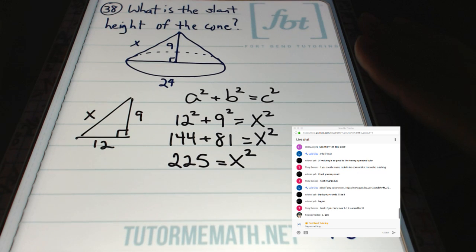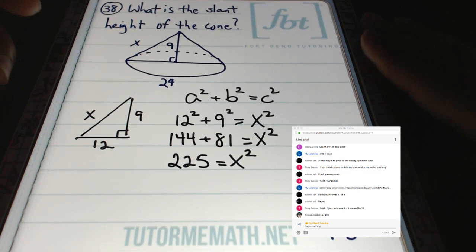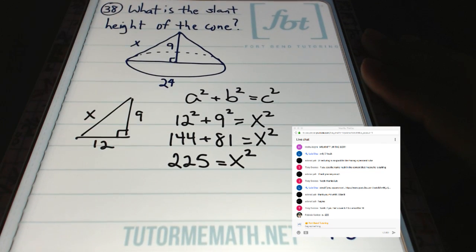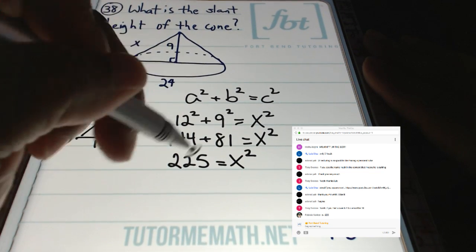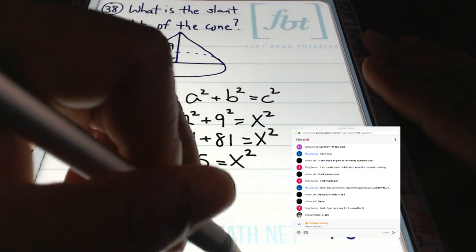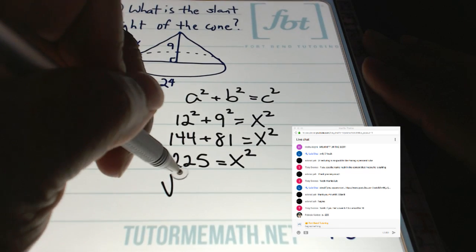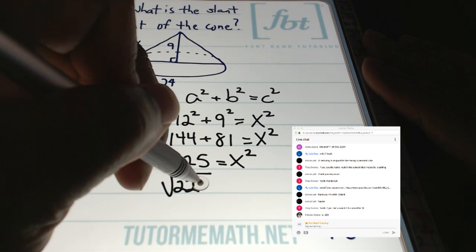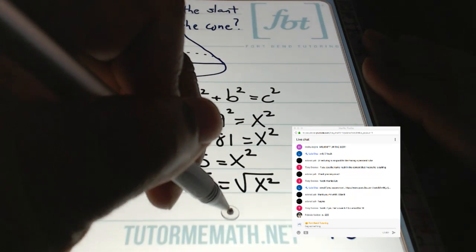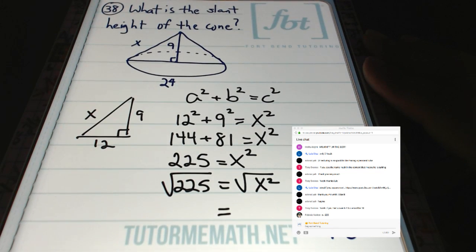At this point, thank you, Fabiola, appreciate it. At this point, we have 225 equals x squared, but we still need to solve for x, Fabiola. So that means we'll be taking the square root of 225, and I hated the square root sign. So there you go. I think that's a better square root sign. I had to have the best square root sign, guys, for you guys.